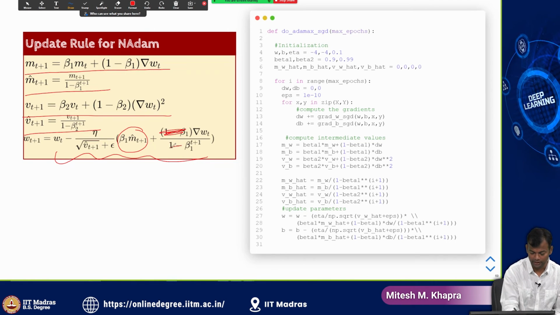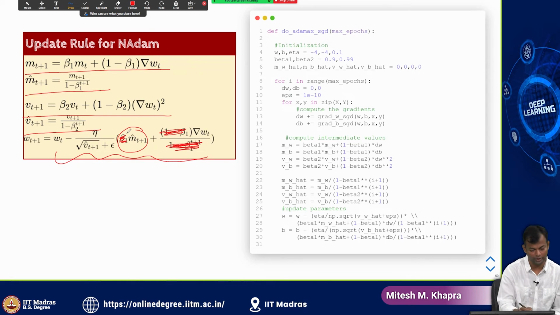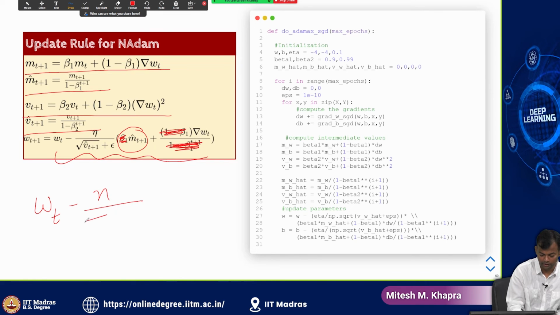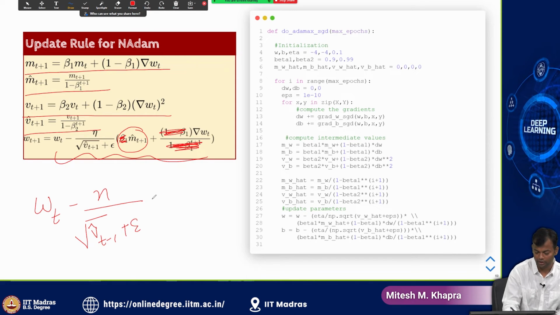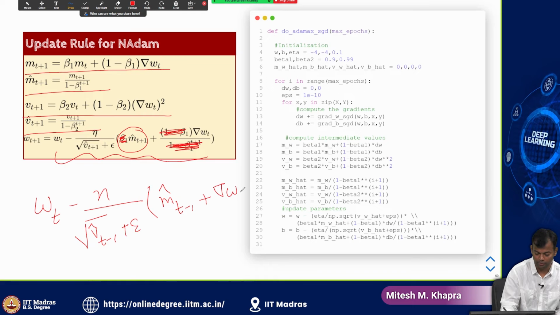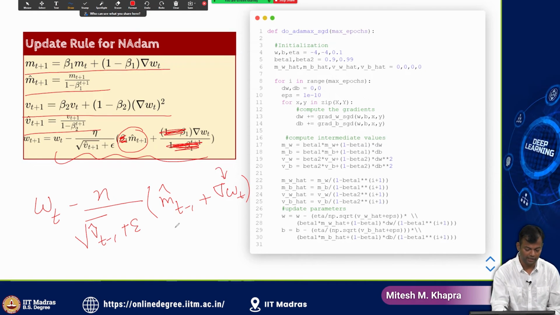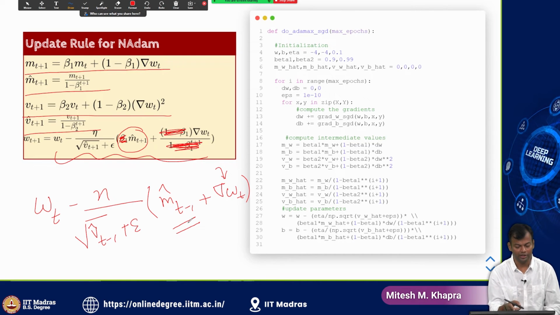So for a minute, let's just ignore these quantities, right? If you ignore these quantities, your update rule is simply w_t minus eta over square root of v_{t+1}, the bias corrected value, plus epsilon, into m hat_{t+1} plus delta w_t. So here you're just taking the gradient at the current time step and the history. Now all the other multiplying factors that you see here, those are coming.